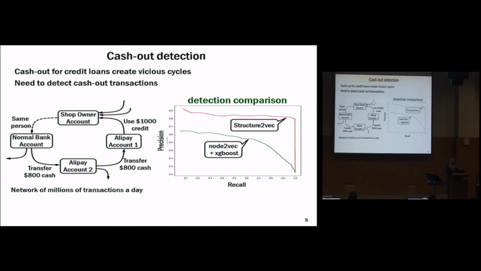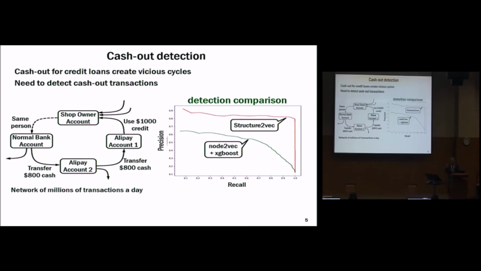Then there are some special shops that will somehow return the cash to the account user. For instance, this account user gets $1,000 of credit and pays these shops $1,000, but via some route, these shops return only $800 in cash.